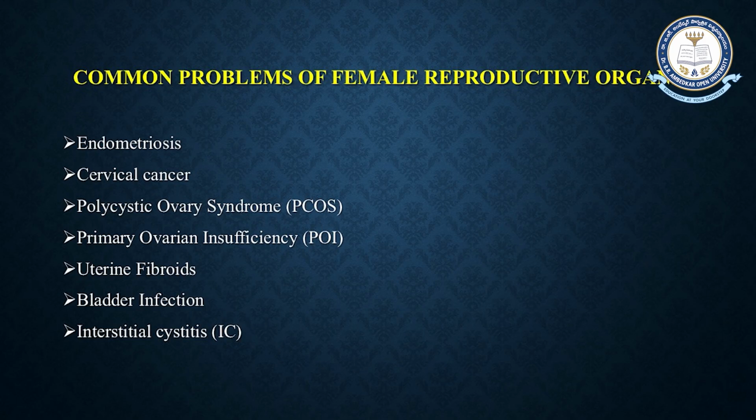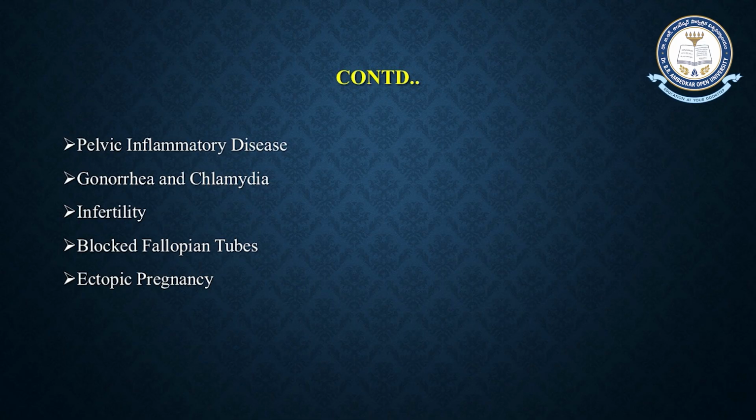Some of the common problems of the female reproductive system are endometriosis, cervical cancer, PCOS or polycystic ovarian syndrome, primary ovarian insufficiency, uterine fibroids, bladder infections, interstitial cystitis, pelvic inflammatory disease, gonorrhea, chlamydia, infertility, blocked fallopian tubes, or ectopic pregnancy.